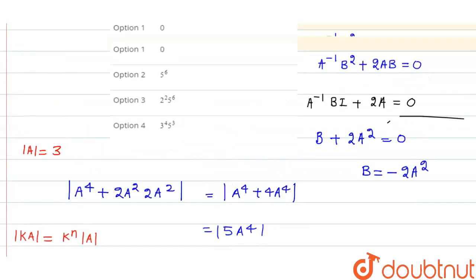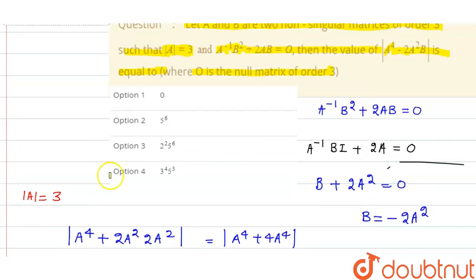So according to this, our correct option is option 4, 3 to the power 4 into 5 to the power 3.